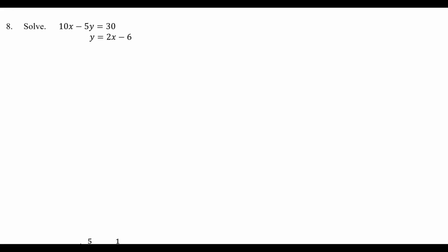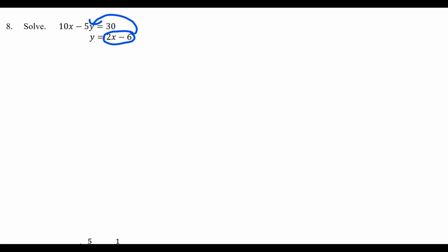So I've got a couple of other examples that I want to do with solving systems of linear equations. In this particular example, I have 10x minus 5y is equal to 30, and y is equal to 2x minus 6. Again, on this one, I'm actually going to use substitution because I already have one variable solved for. So I'm going to substitute this 2x minus 6 in for my y here.